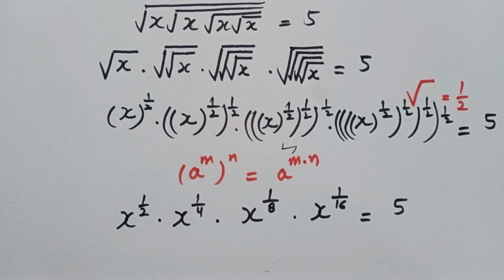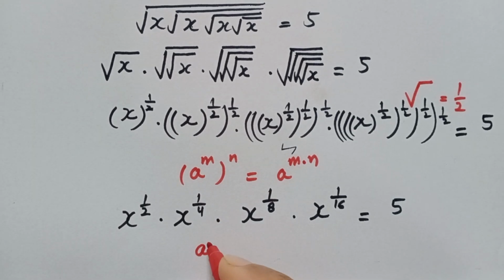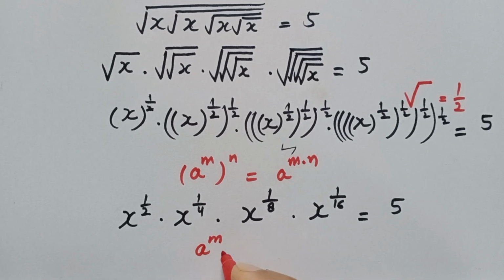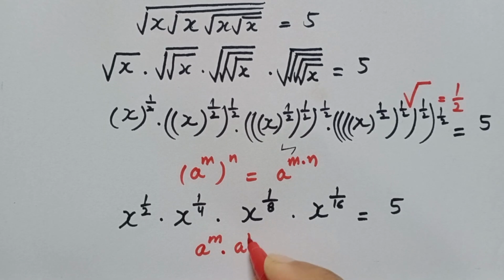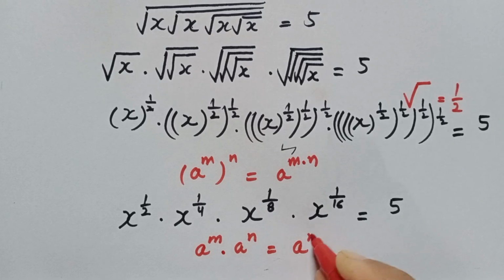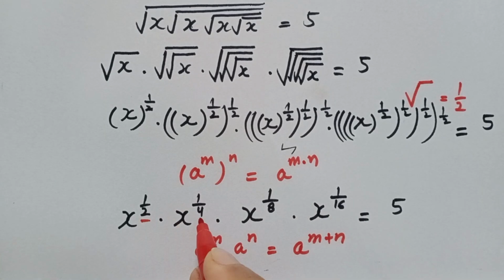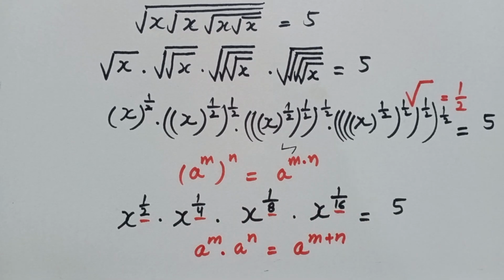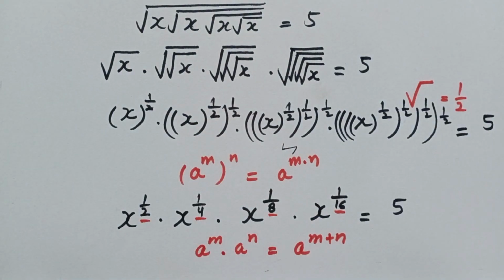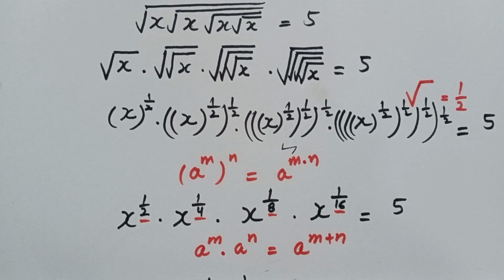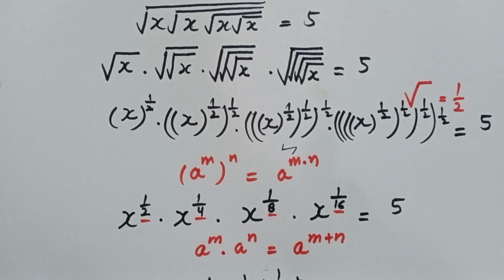In our next step, we know another property of exponent, that is a to the power m into a to the power n. We can add their powers, a to the power m plus n. So here we can add their powers easily. x to the power 1 over 2 plus 1 over 4 plus 1 over 8 plus 1 over 16 is equal to 5.